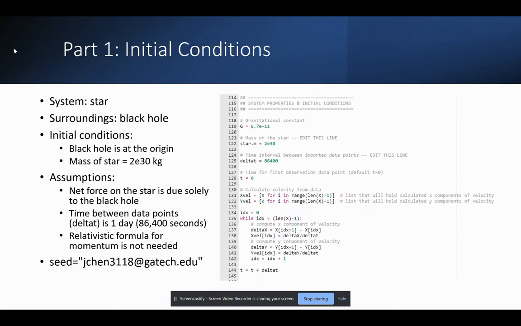For part 1, the system is a star and the surroundings are the black hole. The initial conditions are that the black hole is at the origin and the mass of the star is 2 times 10 to the 30 kilograms. It is assumed that the net force on the star is due solely to the black hole. Delta t is 1 day or 86,400 seconds, and the relativistic constant is negligible. The selected code to the right shows how some of the conditions were programmed into the simulation.